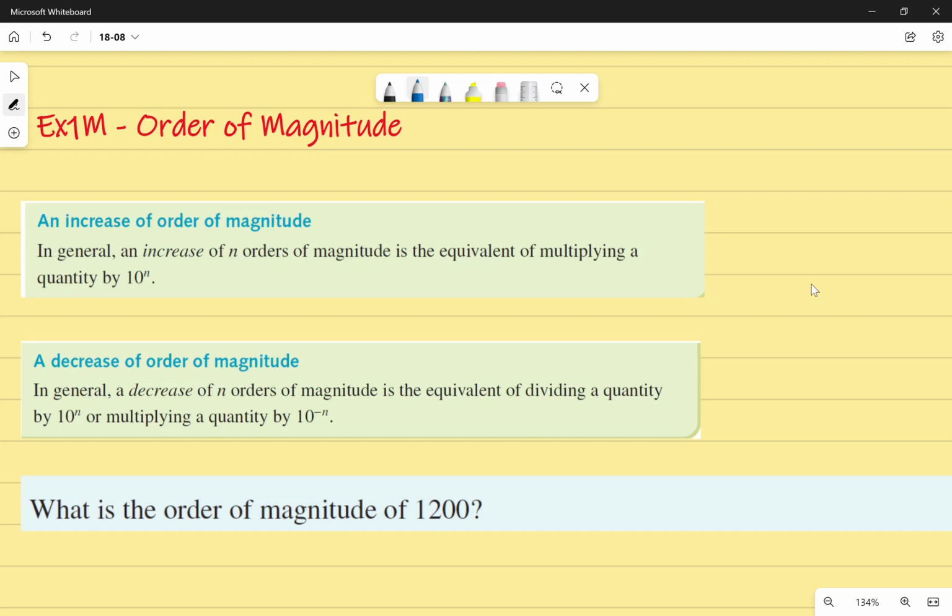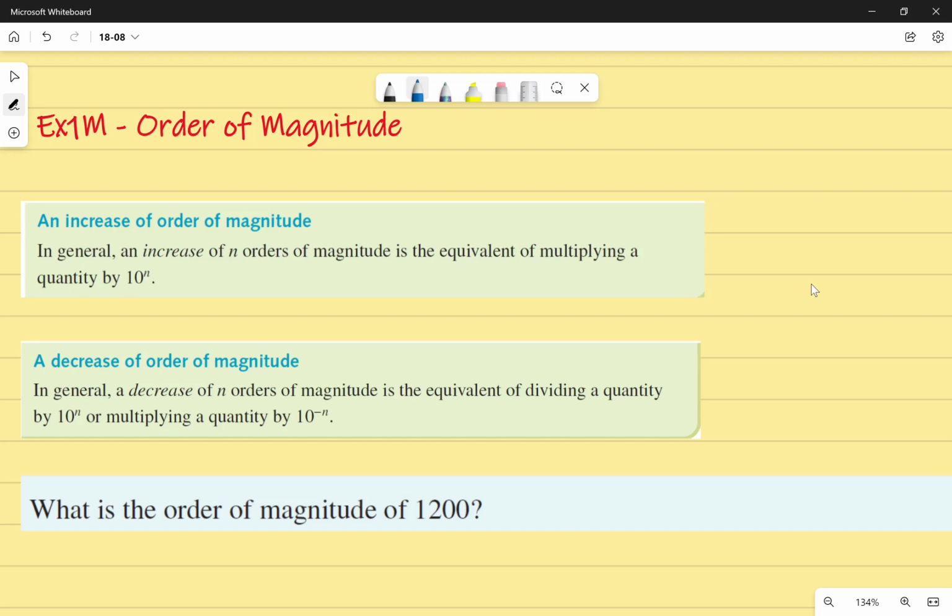Now, it says in your textbook, and you might see it, that we increase by n orders. We're using n to represent whole numbers here, so n can be equal to 1, 2, 3, 4, but we usually don't say that it's equal to a decimal. However, you might see that in your textbook when we're talking about things like earthquakes, because we can have earthquakes of magnitude 8.5. So we're just talking about n as a power of 10.